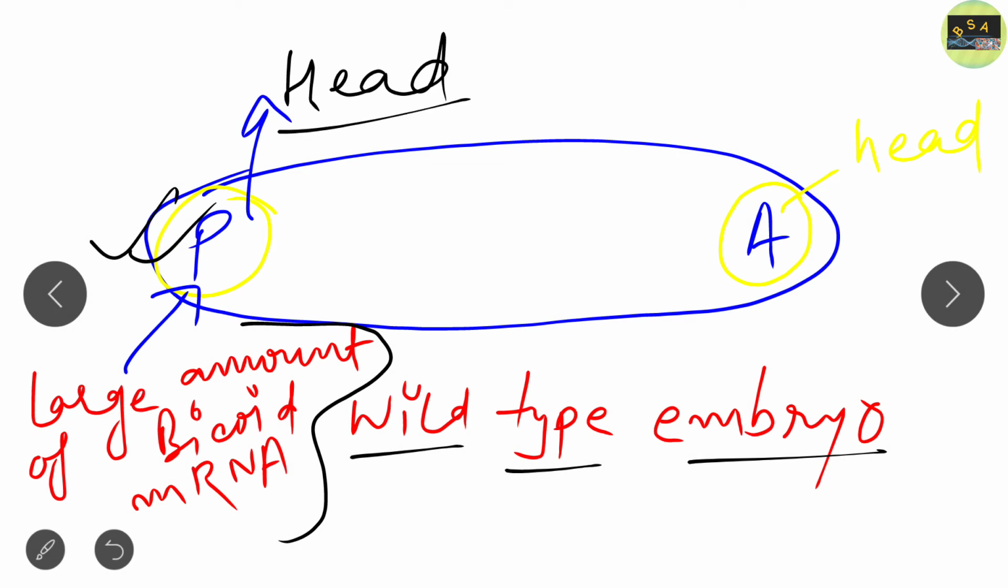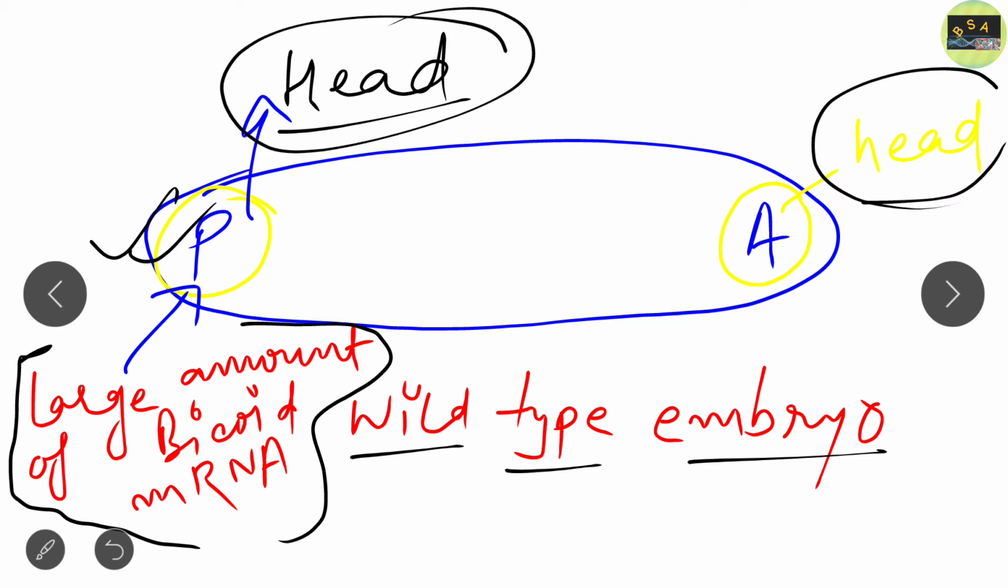Even though it is a wild type embryo, it will generate head at the posterior because we add a large amount of bicoid mRNA, and due to this the effect of nanos will decrease. So at the end of the experiment we will see that both the anterior part as well as the posterior part will generate head, even in the wild type embryo, if we add a large amount of bicoid mRNA in the posterior part. So that's all about bicoid, which acts as an anterior morphogen.